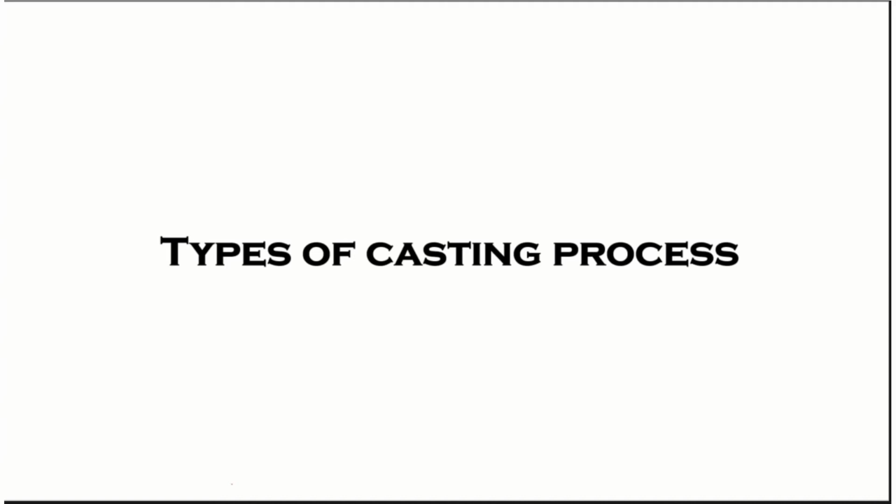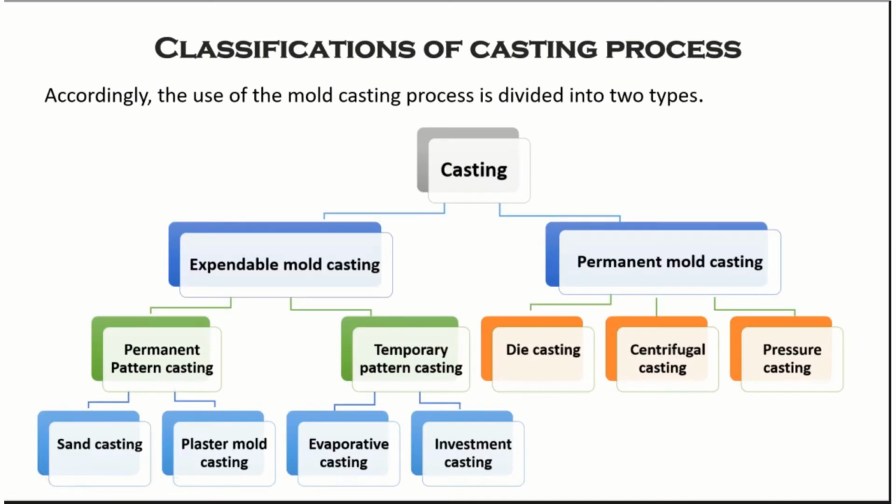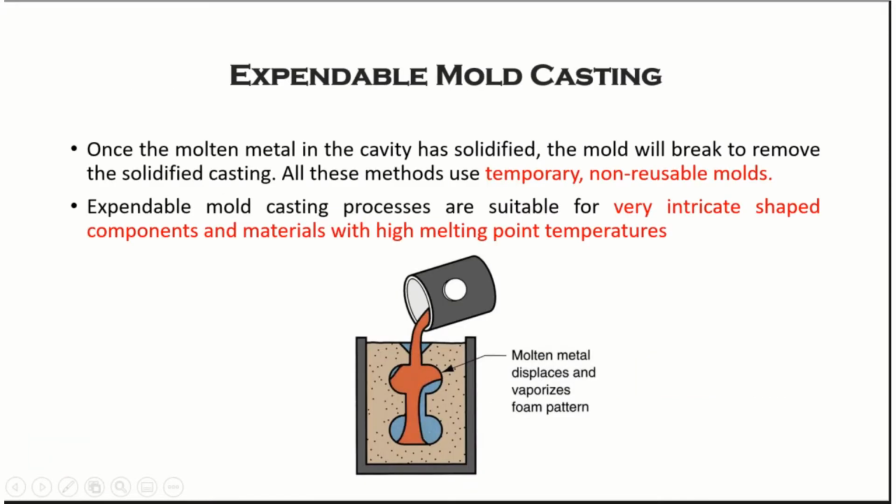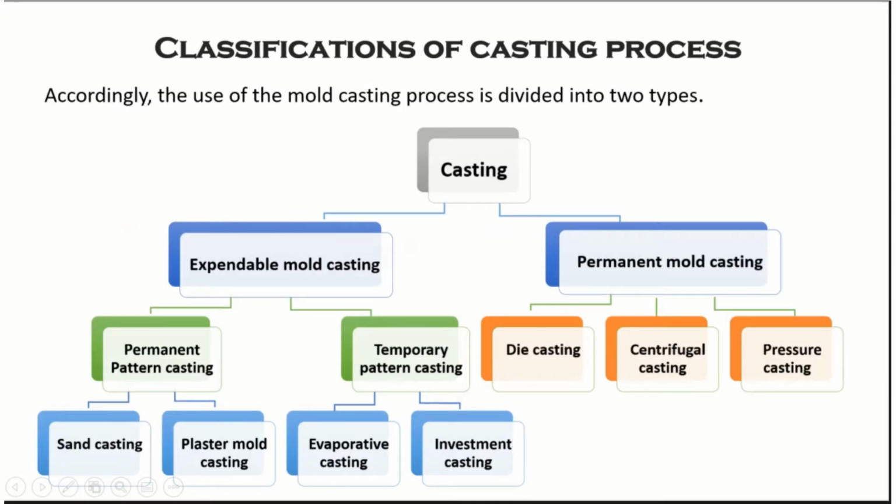Let us discuss the types of casting process that are available. There are a number of casting processes widely used to produce the casted products. Accordingly, the casting process is classified into two varieties: expandable mold casting and permanent mold casting.